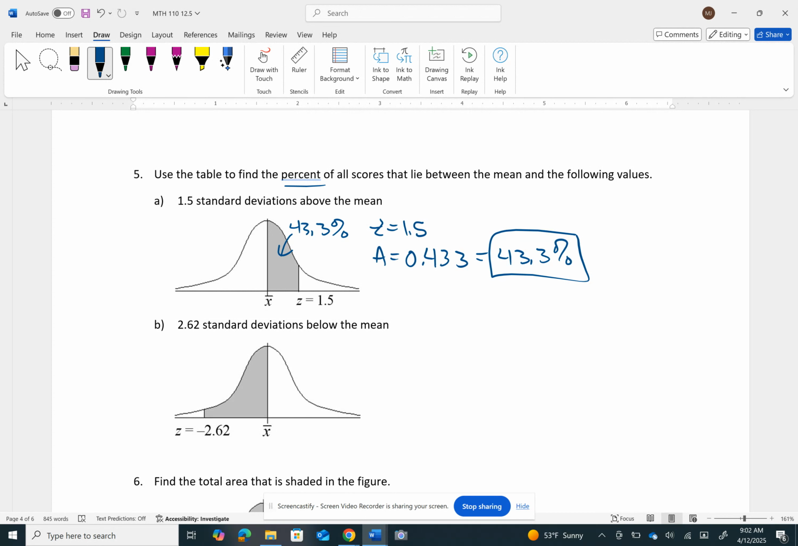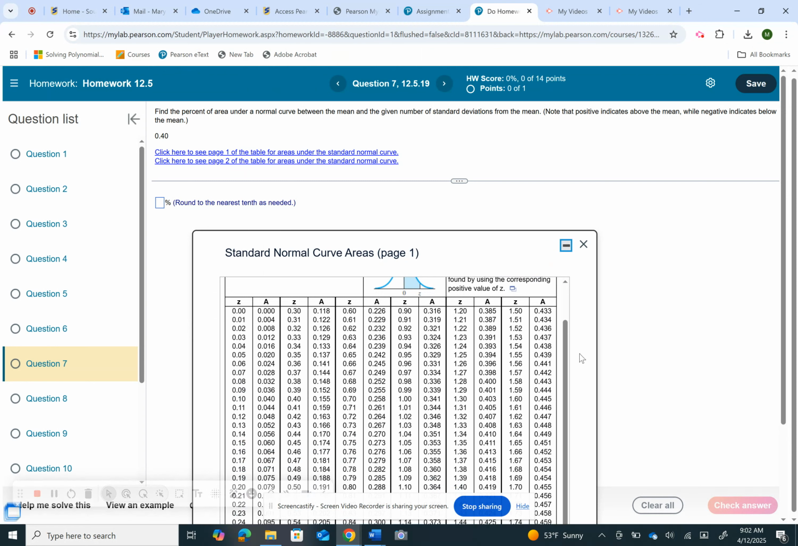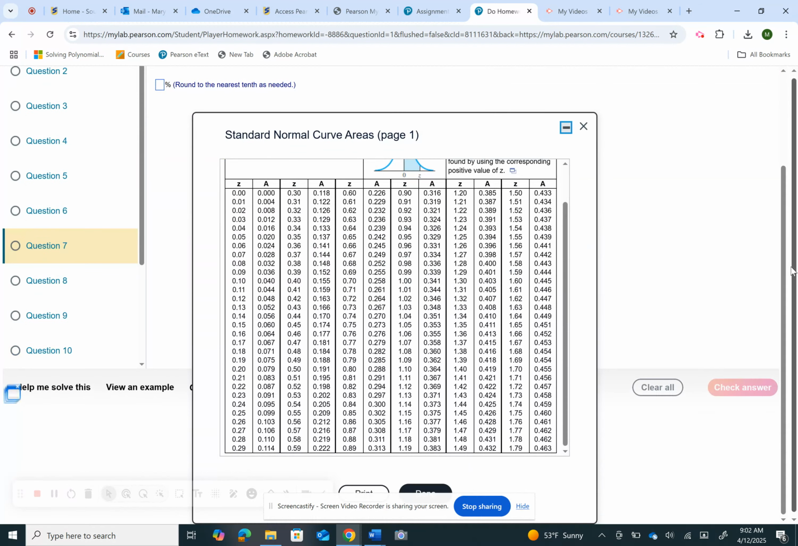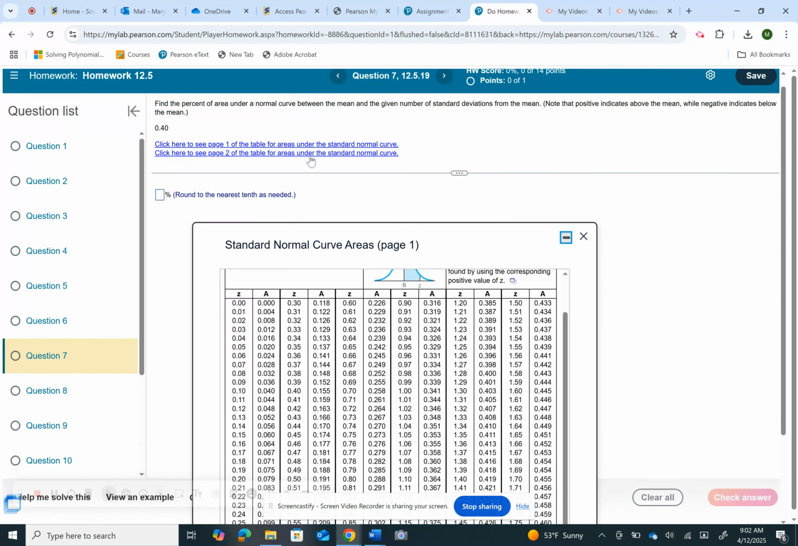So we're claiming that 43.3% of the data values would fall between the mean and 1.5 standard deviations above the mean. Now here we want to know the percent of scores that lie between the mean and 2.62 standard deviations below the mean. So that's over here. So it's a negative value. Well, when I try to go do that, I don't see any negatives, right? There aren't any negatives there, okay? I'm also going to need the other page. So let me go into this problem and see if I can get page 2.